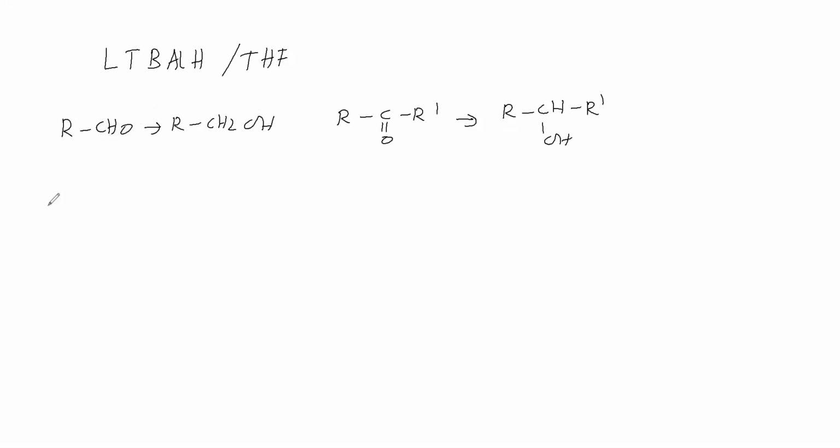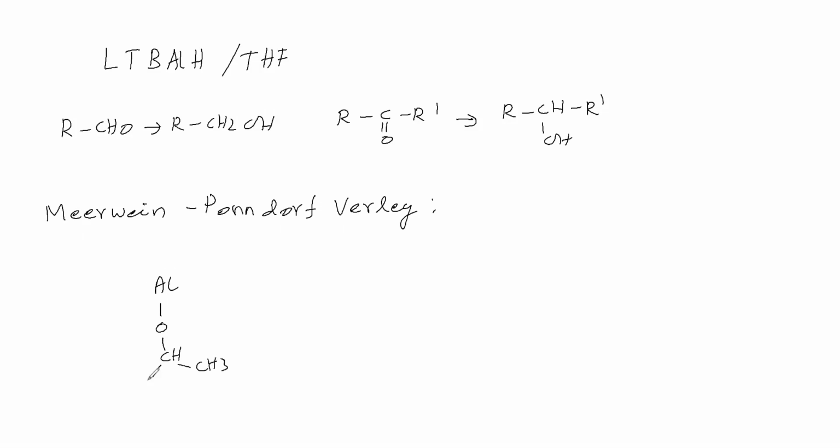Next we will go for the Meerwein-Ponndorf-Verley reduction, the MPV reduction. Here the catalyst is aluminum isopropoxide. It is called isopropoxide like this.